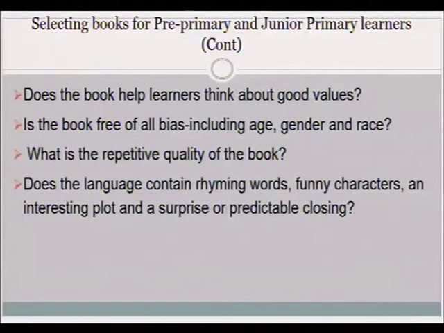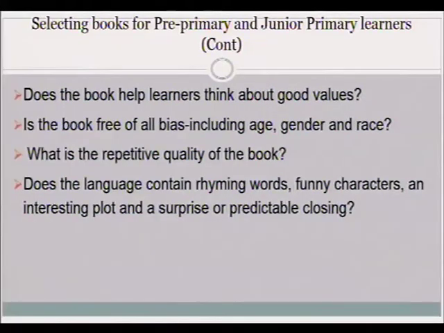What is the repetitive quality of the book? How many times are you going to read it to them and they still enjoy it? Funny characters, for example, rhyming words, dialogue in it, the way you read it. Sometimes it can be read in such a way that every time you read, it brings in a new dimension.